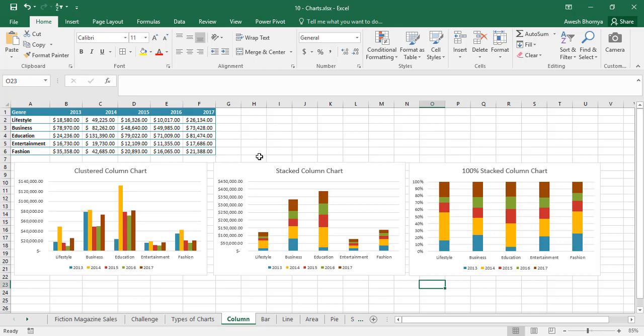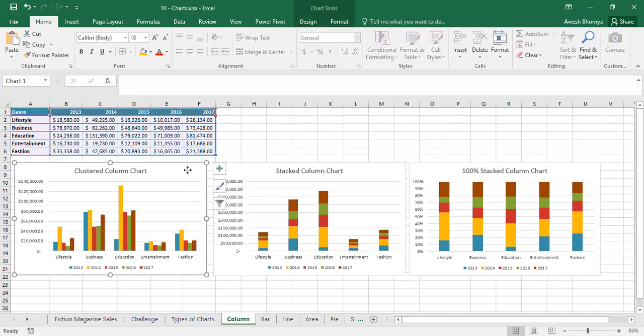Well, now let's try and understand what a clustered column chart actually does. As I told you, a clustered column chart is used to compare magnitudes. Now you will notice that in this clustered column chart, it is depicting the years in the legends, and in the x-axis it is taking up the genre, whereas in the y-axis it has put the revenue. Since the revenue is put up on the y-axis, you will be able to see and compare each of the revenues for the genres separately.